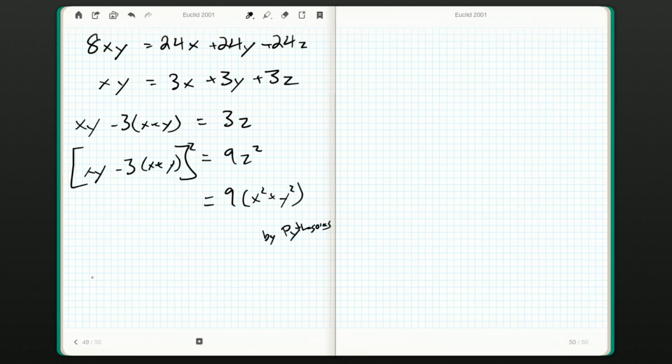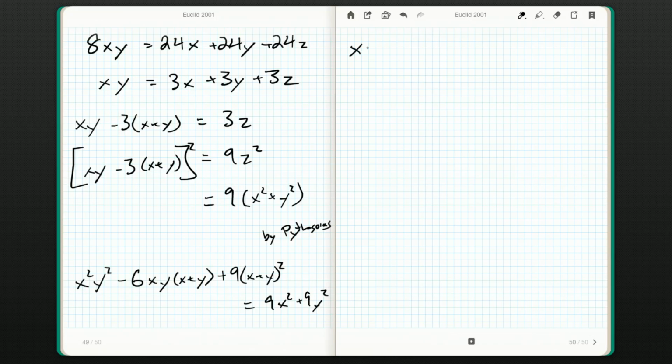So if I use the binomial theorem on this side, x squared y squared minus 6xy times (x plus y) plus 9 times (x plus y) all squared should be equal to 9x squared plus 9y squared. Alright, has that actually helped me, or is that maybe just a giant mess? Let's continue expanding some stuff out, and maybe we'll group everything. I think we'll get a relationship between x and y in a moment.